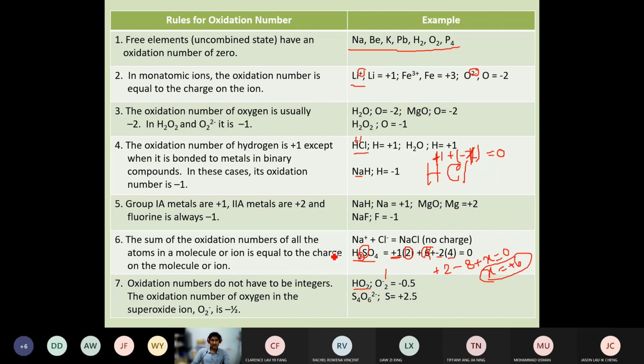For superoxide, HO2 is not H2O. HO2 is superoxide, and it is very unstable and a very strong oxidizing agent. In this superoxide, you see that it has a negative half. The oxidation state is a fraction, because we know that hydrogen can be +1 and oxygen must be negative, mostly -2.